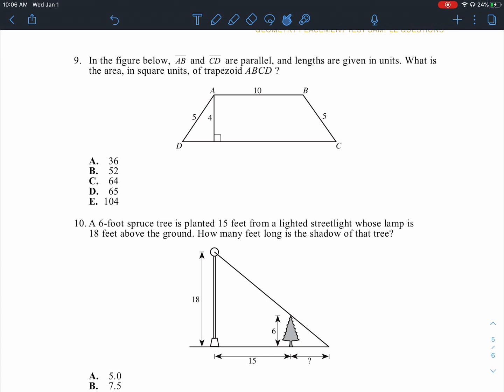On average, this should take roughly a minute, a minute and a half per problem. So you're moving through these pretty quickly. Of course, I'm explaining these, so it's taking a little bit longer to explain.